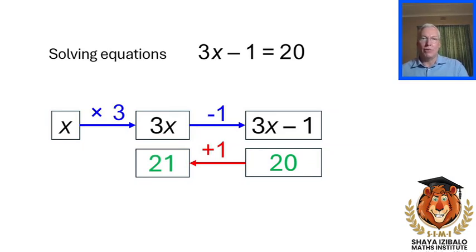What's the undoing? Later in this term, we're going to do a topic called inverses, which is the actual correct word rather than undoing. The undoing of timesing by 3 is dividing by 3. The inverse of timesing by 3 is dividing by 3. If we divide 21 by 3, we get 7, and 7 is the answer to that equation.